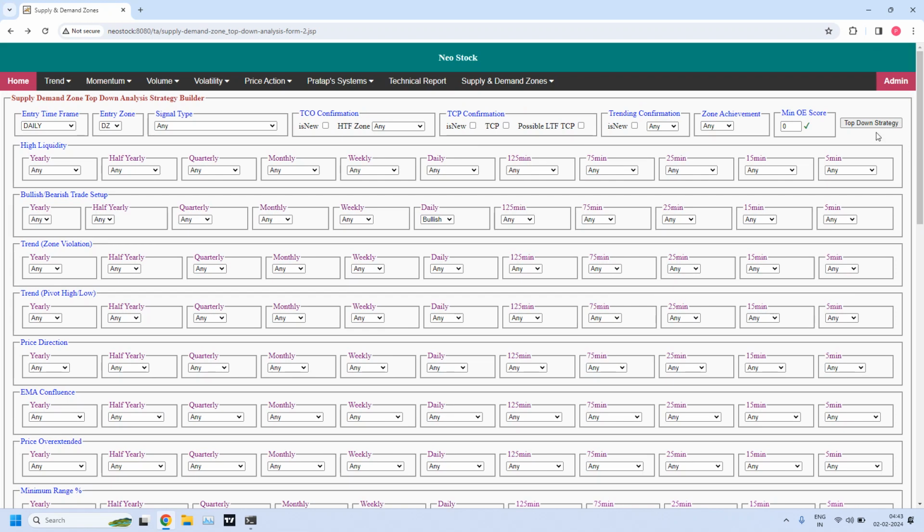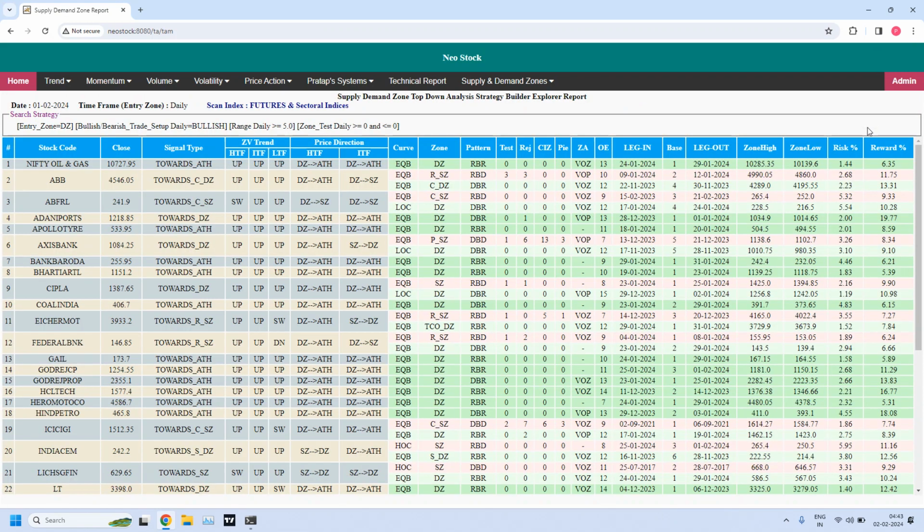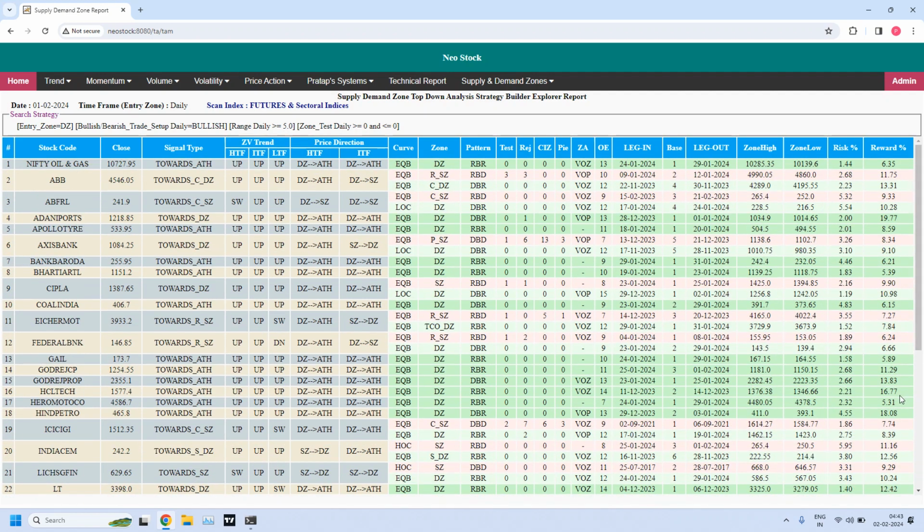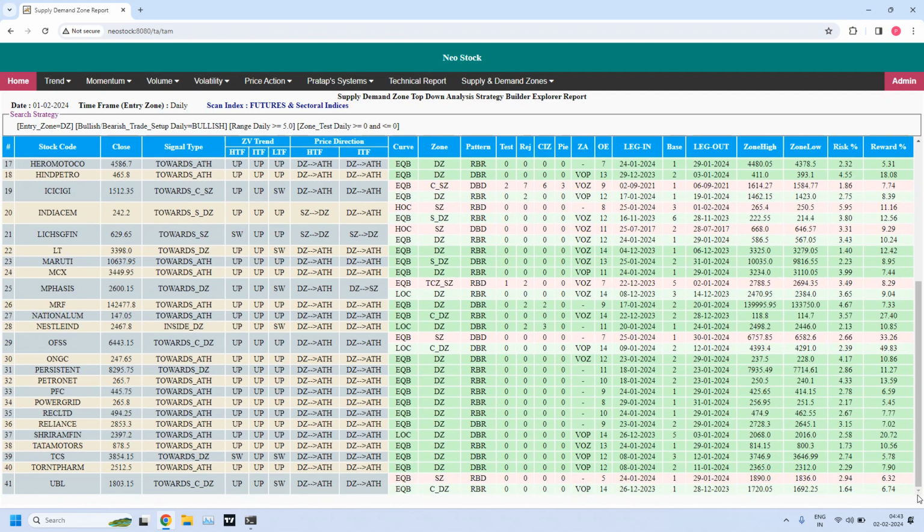So the moment I set 5, and let me click top-down strategy. See, now the list is reduced to 41 instead of 63. These are the first 22, and the next remaining stocks. So a total of 41 stocks are filtered. Still, 41 is a very big number. That is what we discussed. A maximum of some 10 stocks, or worst case 15 stocks, at least we can study them.